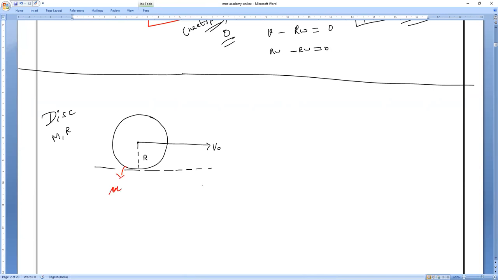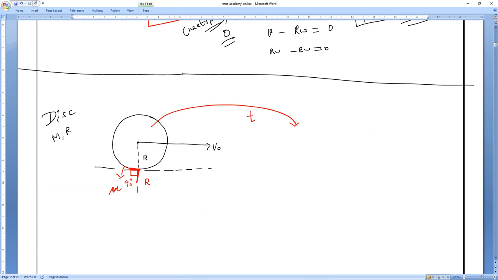So this is the position now. Can you tell me what is the angle between the surface and this radius? Surface and the radius, what is the angle? How much is the angle? 90 degrees. Now, listen.